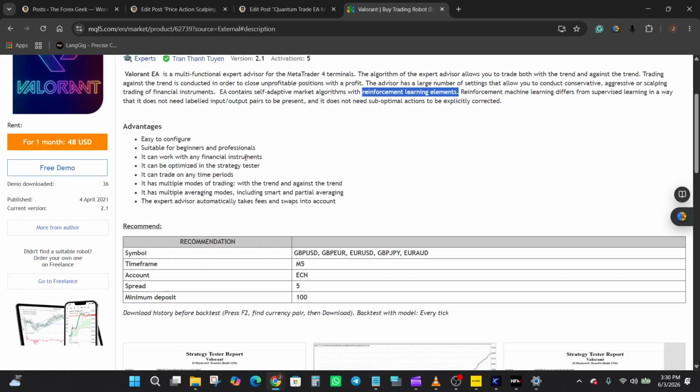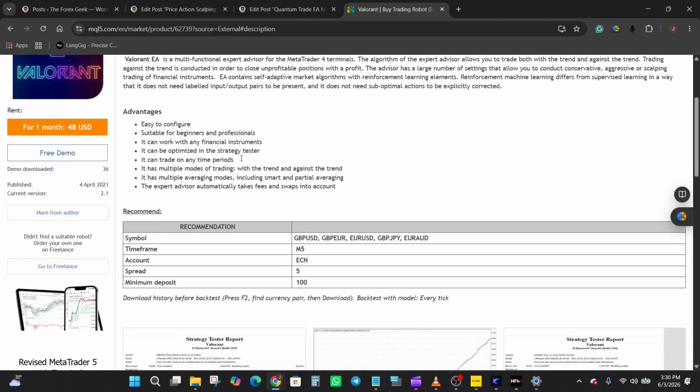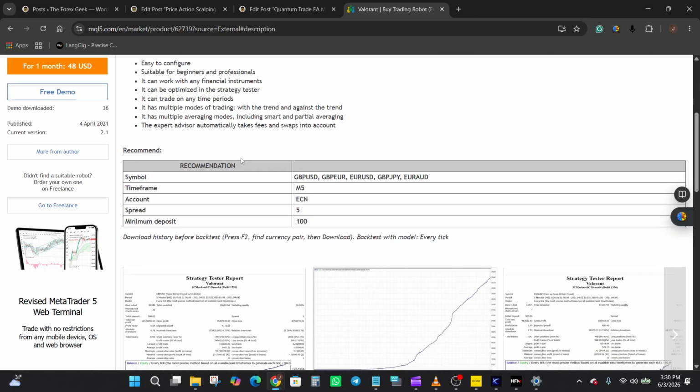And it also highlights features like multiple averaging modes, including smart and partial averaging, which implies it can manage positions in layers rather than relying on single entry logic. There is also automatic handling of fees and swaps, which is useful because it helps account for trading costs directly inside the logic. Now, before moving into the testing, I can see recommended settings here.